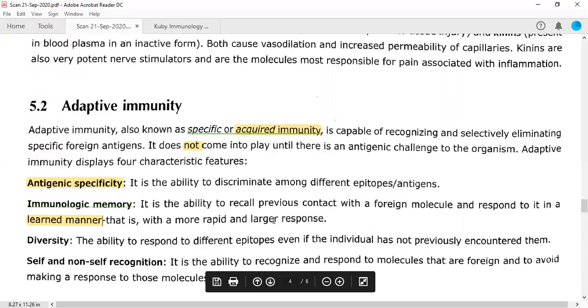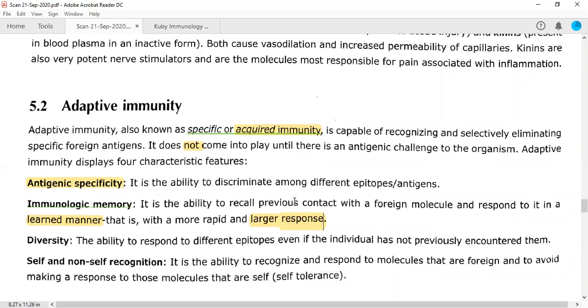So there are two terms I told you. One is that it is rapid, the response is fast, and the response is large in the sense that a large number of molecules and cells are formed and activated in this particular response. Diversity: the adaptive immune response shows a great diversity in comparison to the innate immune response, right? So the ability to respond to different epitopes even if the individual has not previously encountered them. So this is the property of this adaptive immunity.